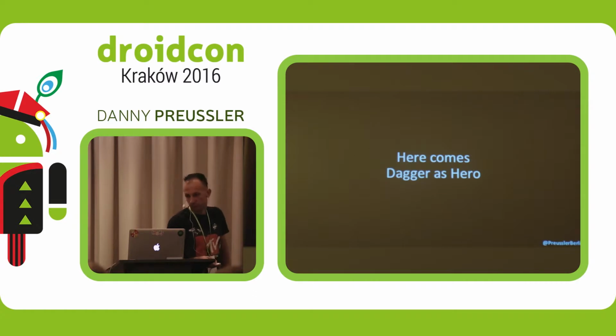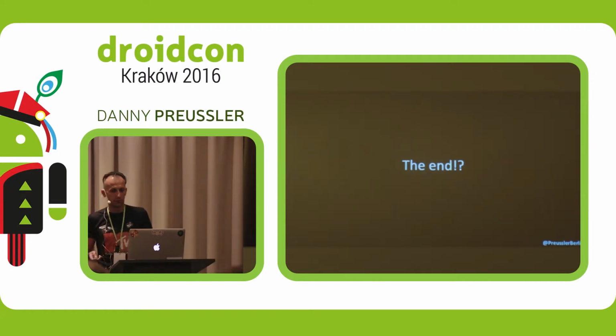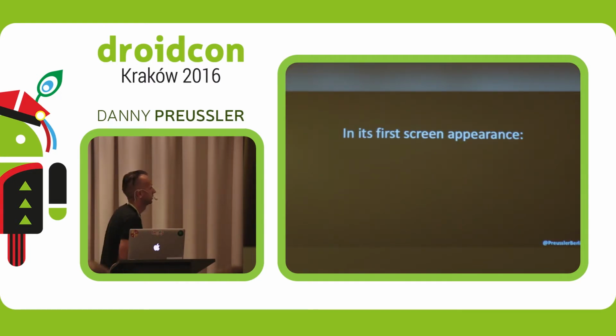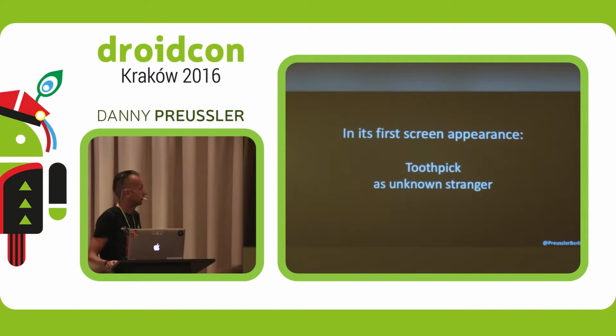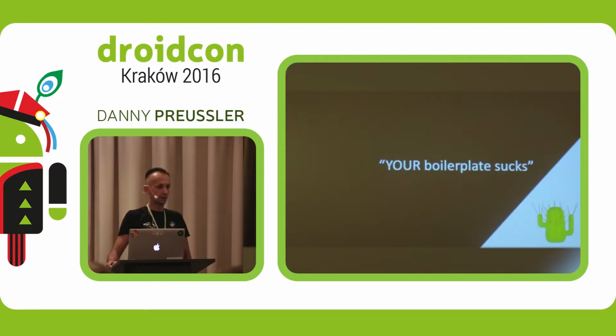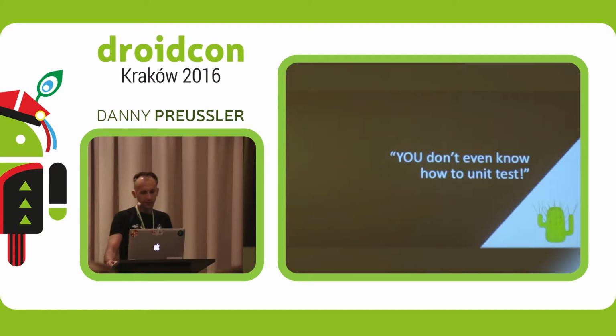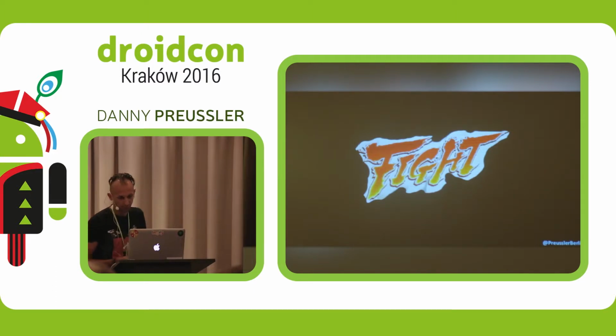It was called Dagger 2, and this is the end, right? Everybody's happy. Maybe not. Because this year there came at least this new guy, a library that basically tries to challenge Dagger a bit. It's not the only one out there, actually, but it's the one we look at today. And basically that guy, Toothpick, says, hey, your boilerplate sucks. And it says, hey, you have no idea how to unit test. So let's look at that guy and compare to Dagger. So let them fight.